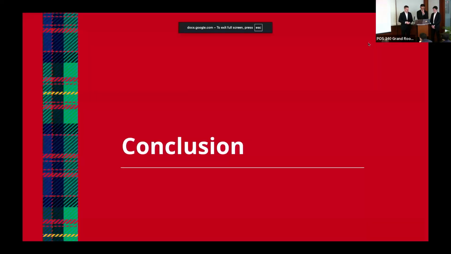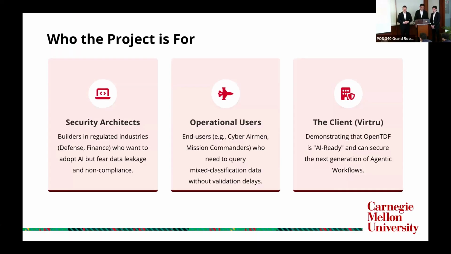We want to just wrap things up with a quick discussion of who our intended target is, who we want to use this product. We think most importantly, security architects, those who want to adopt AI, but fear data leakage and fear agents having access to files that they are not supposed to have access to. We want to build this product for them.